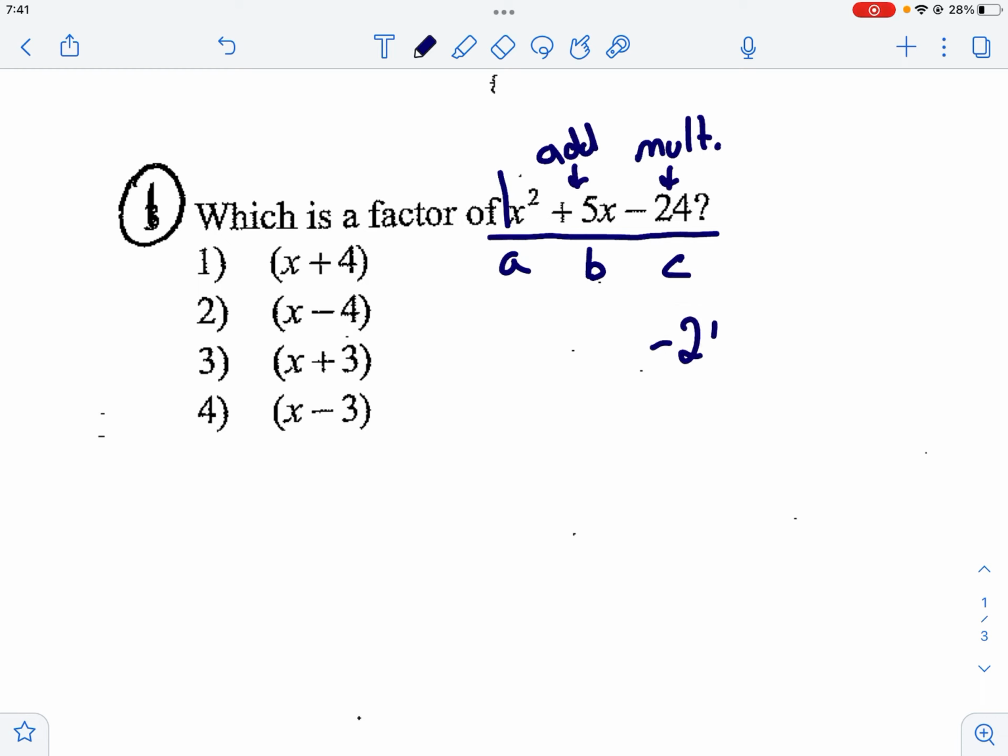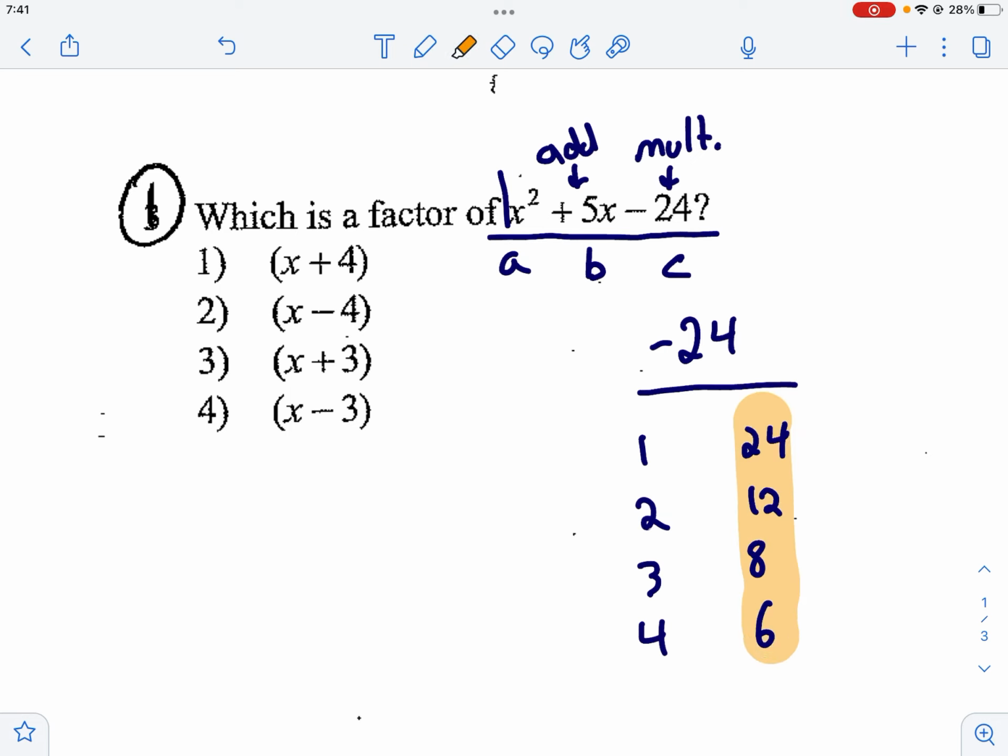So in this case, we're looking for numbers that multiply to negative 24. So factors of 24 are 1 and 24, 2 and 12, 3 and 8, and 6 and 4. If we look at the b term in this case, we know that these numbers have to combine to be positive. So that means the bigger number right over here must be positive. So if we make all of our numbers negative, we'll see the two numbers that combine to make positive 5 are negative 3 and positive 8.